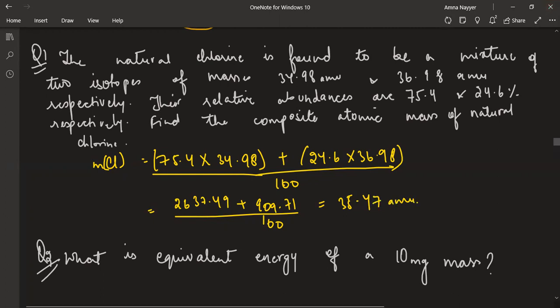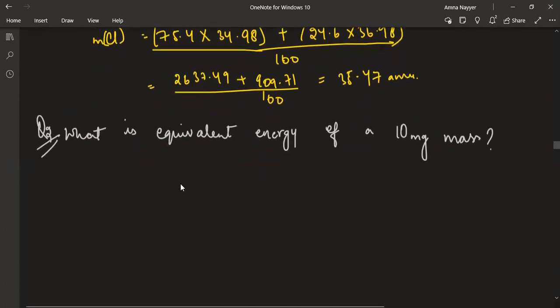And for the second question, equivalent energy, E is equal to mc square. I have told you we do this question and we solve this part in dual nature portion. But usually the weightage is included in nuclei. So the questions will be from nuclei only.